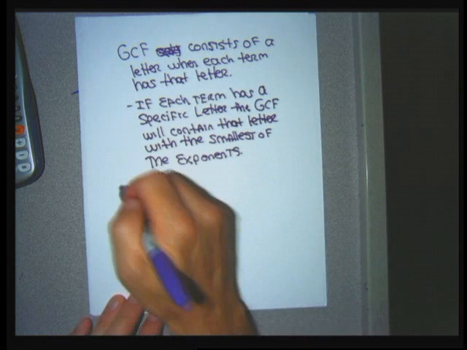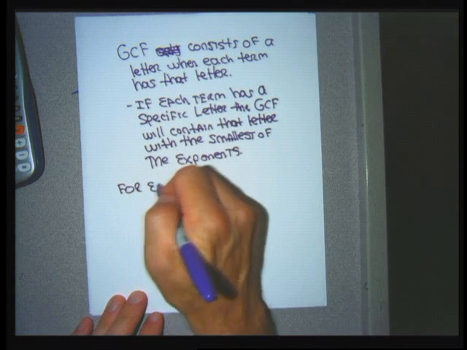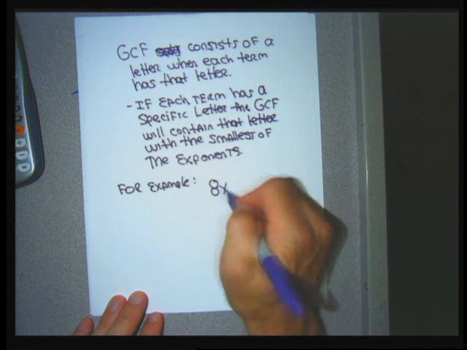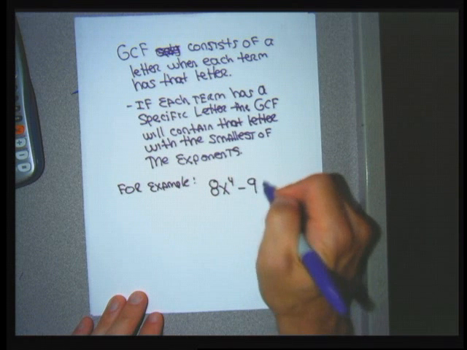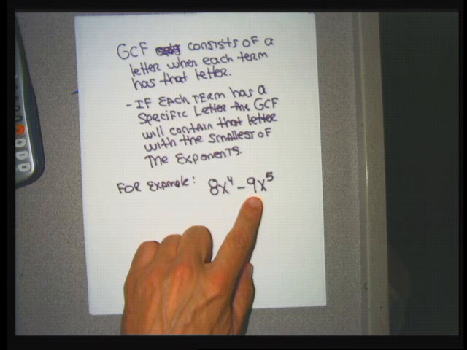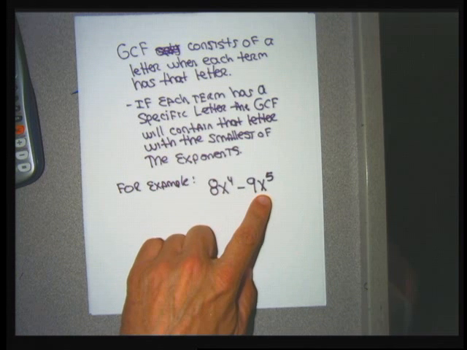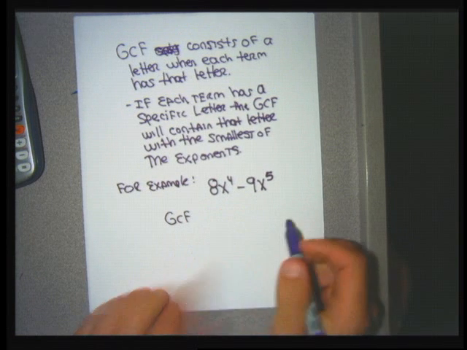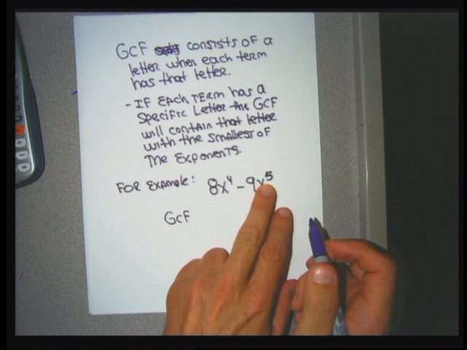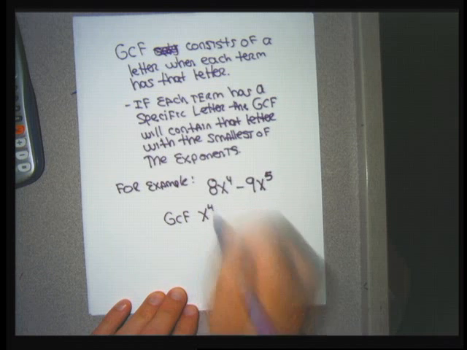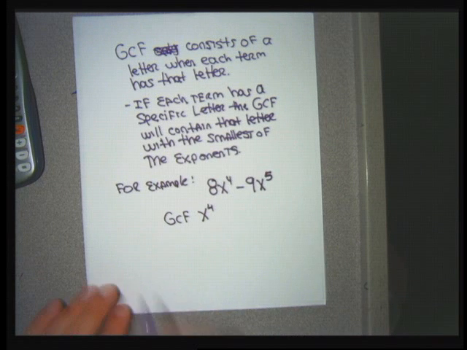For example, in this binomial, 8x to the fourth minus 9x to the fifth, there's no number greatest common factor because the biggest number that divides evenly into both 8 and 9 is 1, but they both have an x, so an x needs to be part of my greatest common factor. To get the right exponent, you look at each of the x's and you pick the smallest exponent. So for that binomial, the greatest common factor would be x to the fourth.